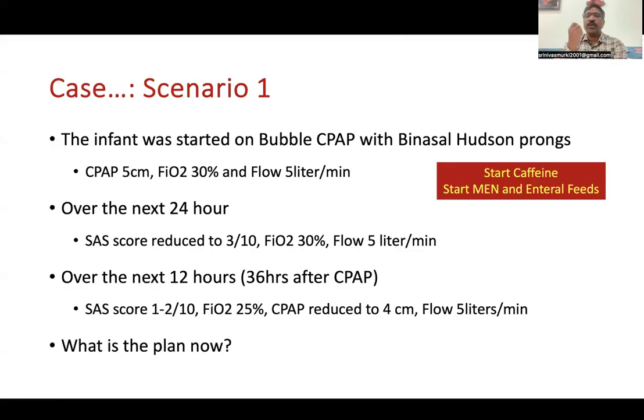The other thing is, whenever you put the nasal prongs, immediately put an orogastric tube and keep the tip of the tube above the level of the stomach.